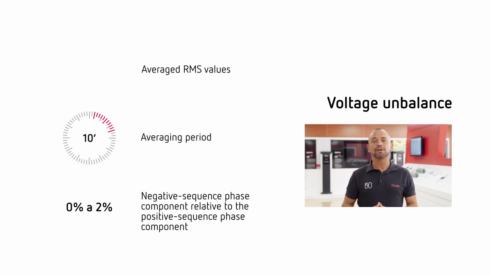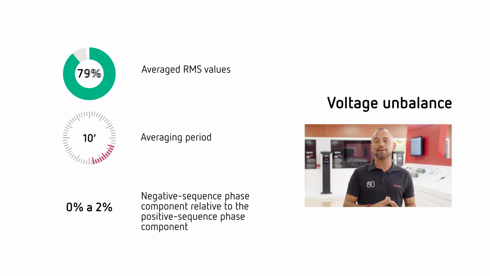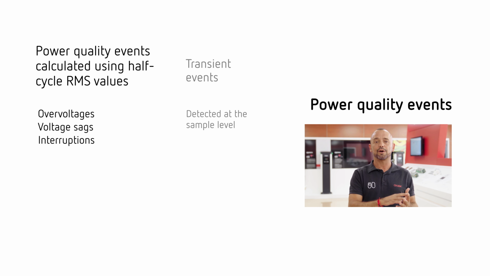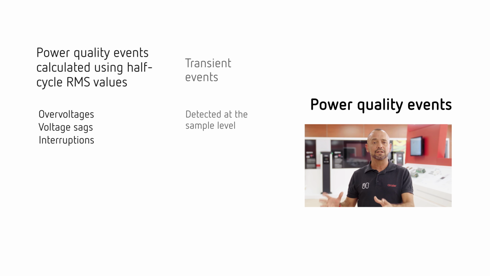For voltage unbalance, the fundamental negative phase sequence component should be between 0 and 2% of the fundamental positive phase sequence component for 95% of the 10-minute averaged RMS values. Regarding quality events, we must distinguish between two types: events calculated by half-cycle RMS value, such as sags, over voltages and interruptions, or transient events that are detected at the sample level.